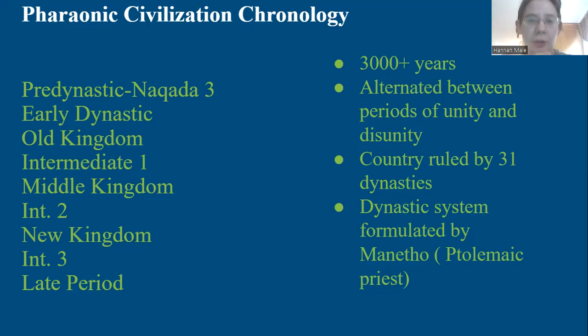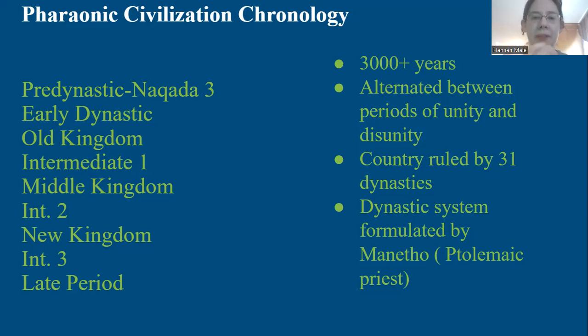And then you have centralized state authority fall apart at the end of the Old Kingdom. And that gets you to this first period of multiple polities existing at the same time, which Egyptologists have labeled intermediate periods. And so that gets you to this first intermediate period.